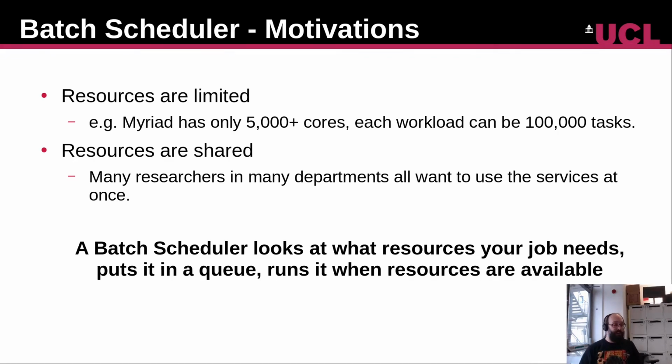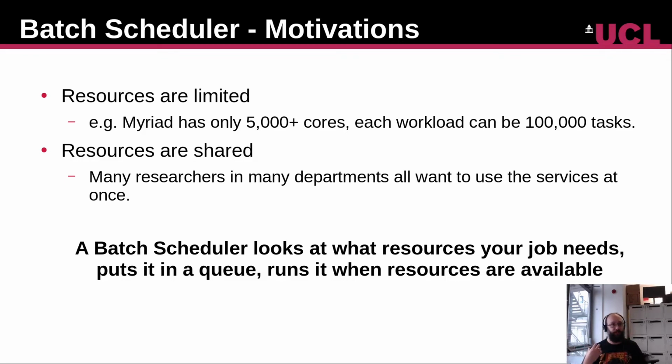So why do we have a batch scheduler? Resources on any shared system are limited, right? This slide is a little bit old. It says Myriad has only 5,000 plus cores. It's actually more like 15,000. So we've expanded to effectively 3 times the size since these slides were created.